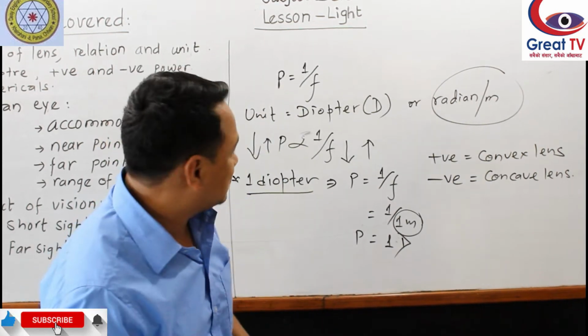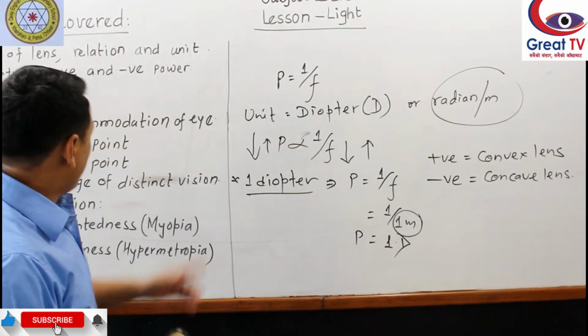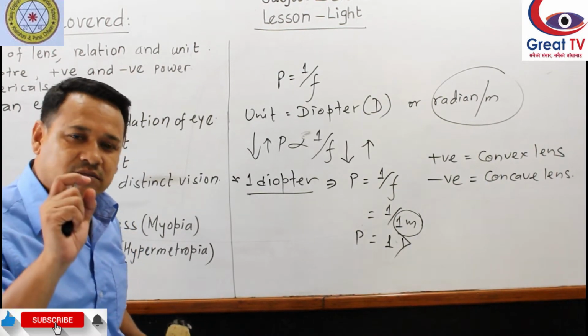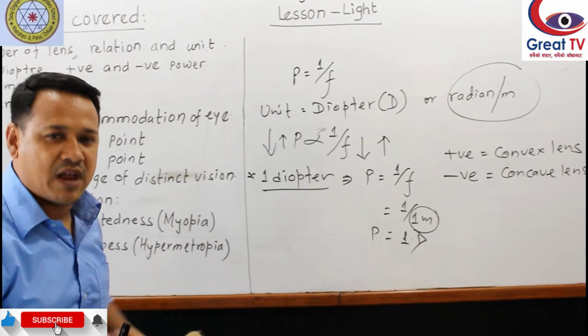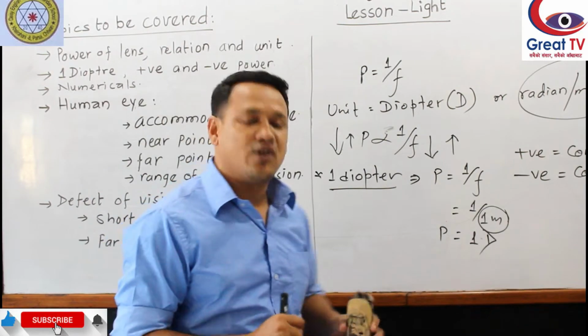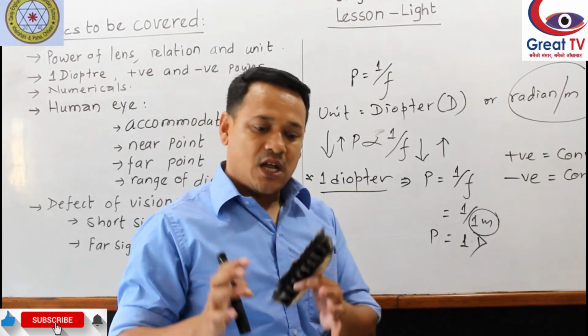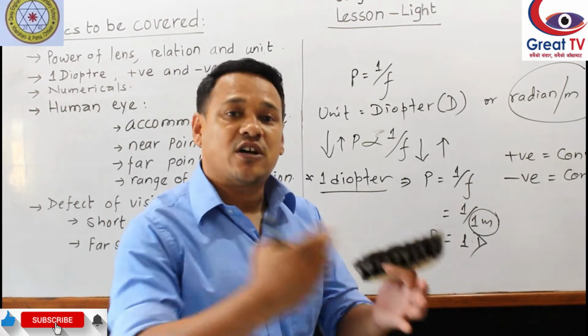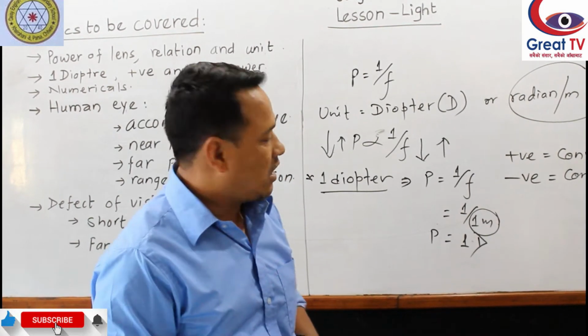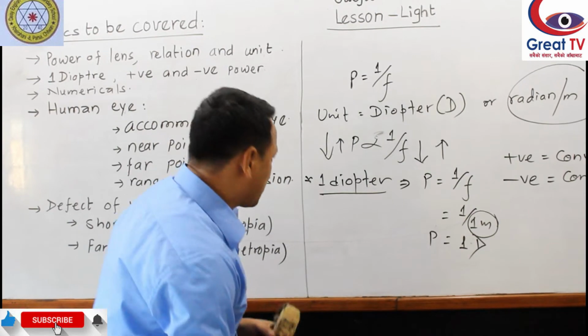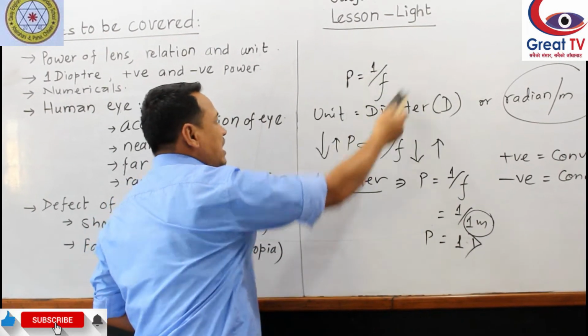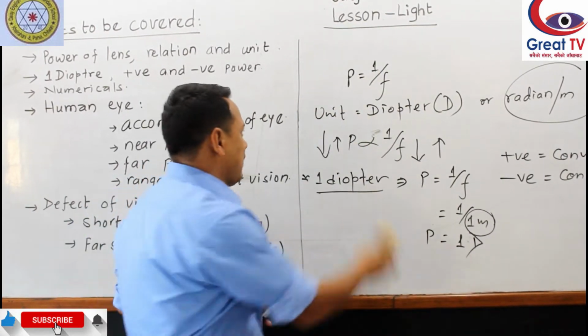Related numerical problems are very short and easy. Sometimes they may be asked along with a definition. A single numerical problem won't be asked because it is very short, but combined with other terms, a numerical may be asked. For this purpose, you have to use the same formula, P equals 1 by f.